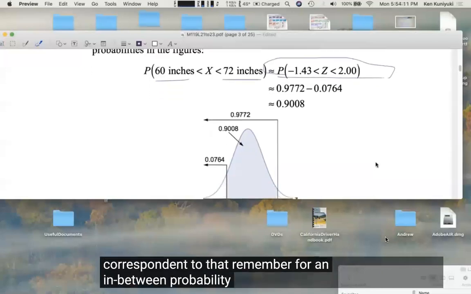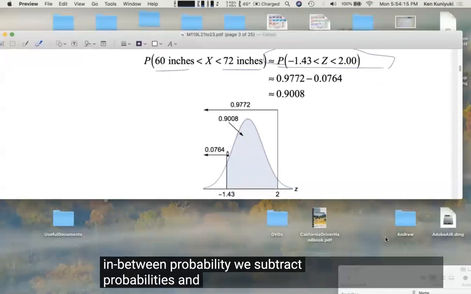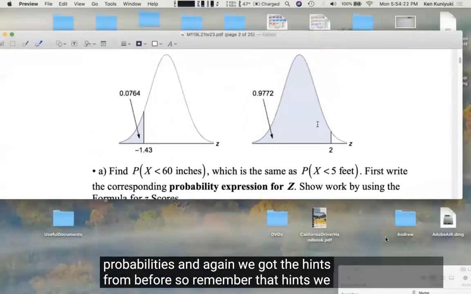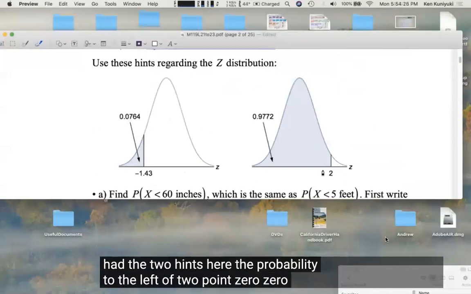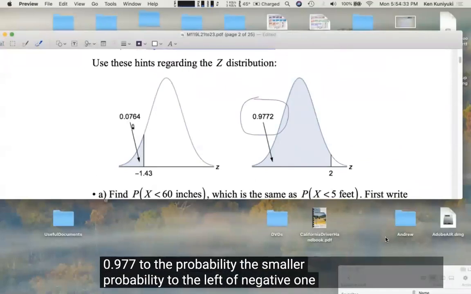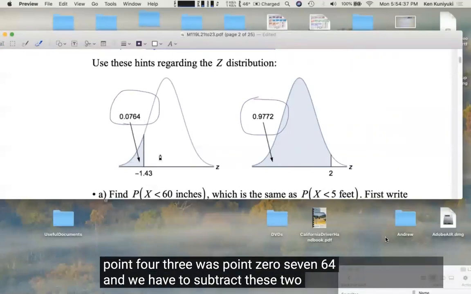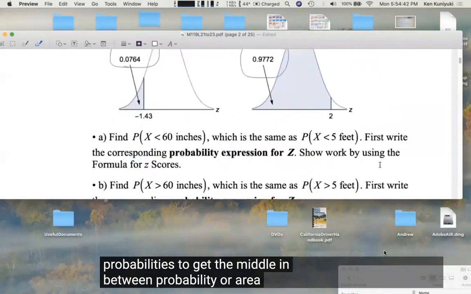Remember, for an in-between probability, we subtract probabilities. And again, we got the hints from before. So remember the hints. We have the two hints here. The probability to the left of 2.00 was 0.9772. The smaller probability, to the left of negative 1.43, was 0.0764. And we have to subtract these two probabilities to get the middle in-between probability, or area.